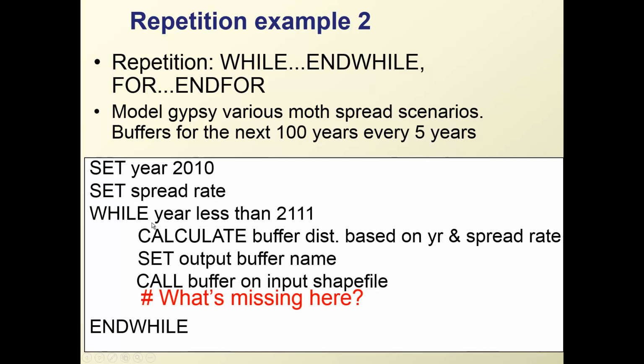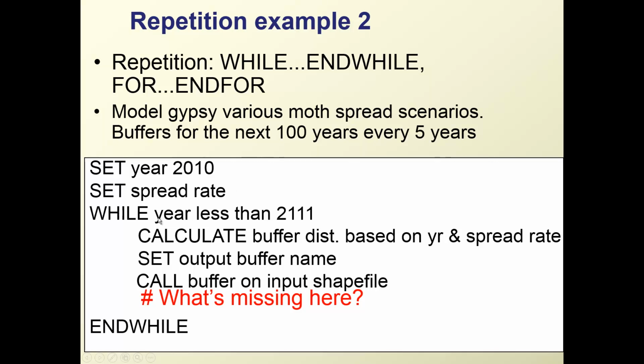At the beginning of this loop, we're testing the current year. Here we've set the current year to 2010. Here we say while the year is less than 2111, calculate the buffer. And then we end the loop. And then we go up and we say while the year is less than 2111, and then we buffer again, and we go round and round.